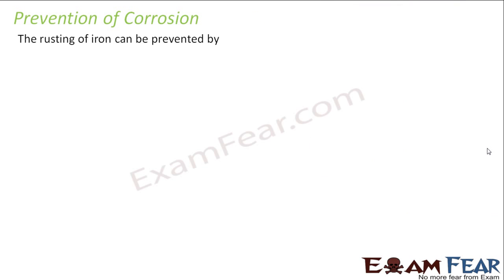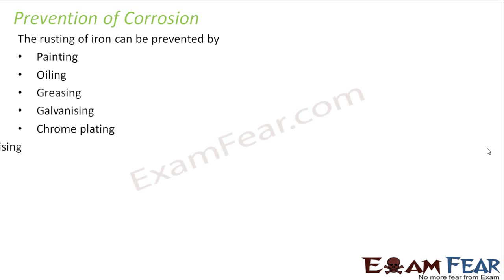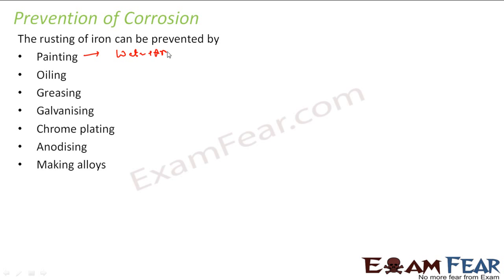We can stop corrosion by painting, oiling, greasing, galvanizing, chrome plating, anodizing, and making alloys. With painting, the layer of paint avoids both water and air, so there is no rusting. In oiling also we have a layer of oil and air is avoided. Greasing also does the same thing, so you can avoid water and air. These things we already know.